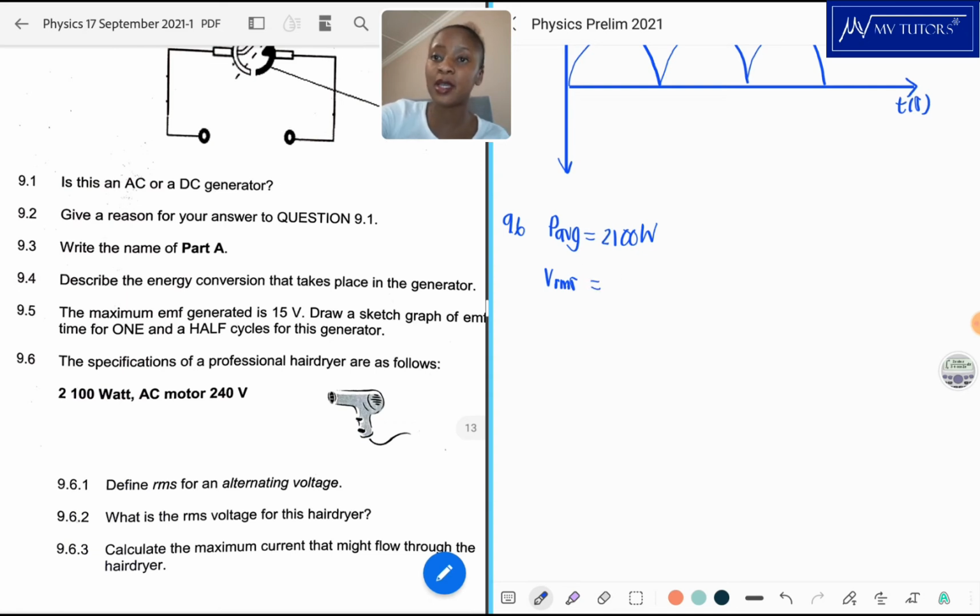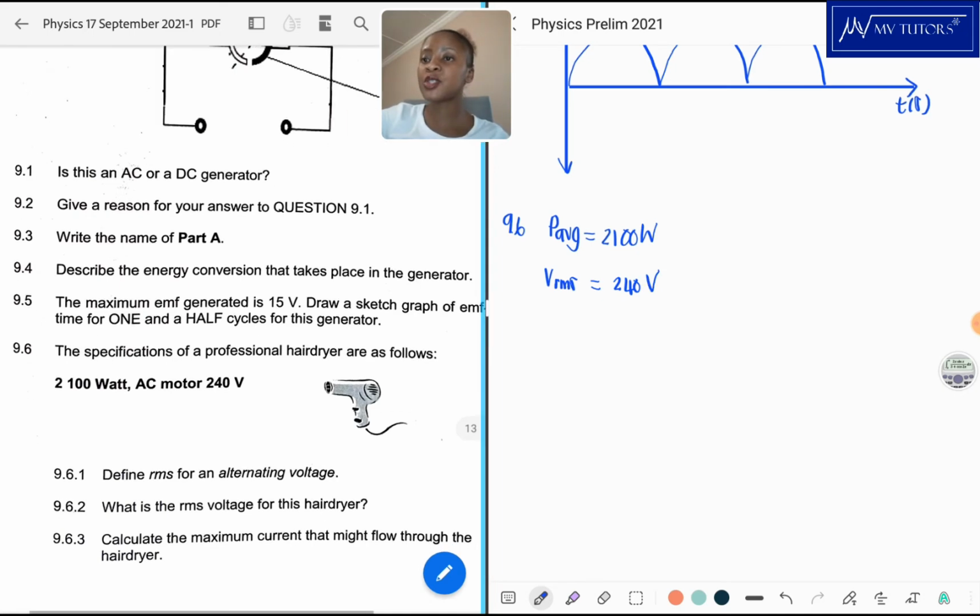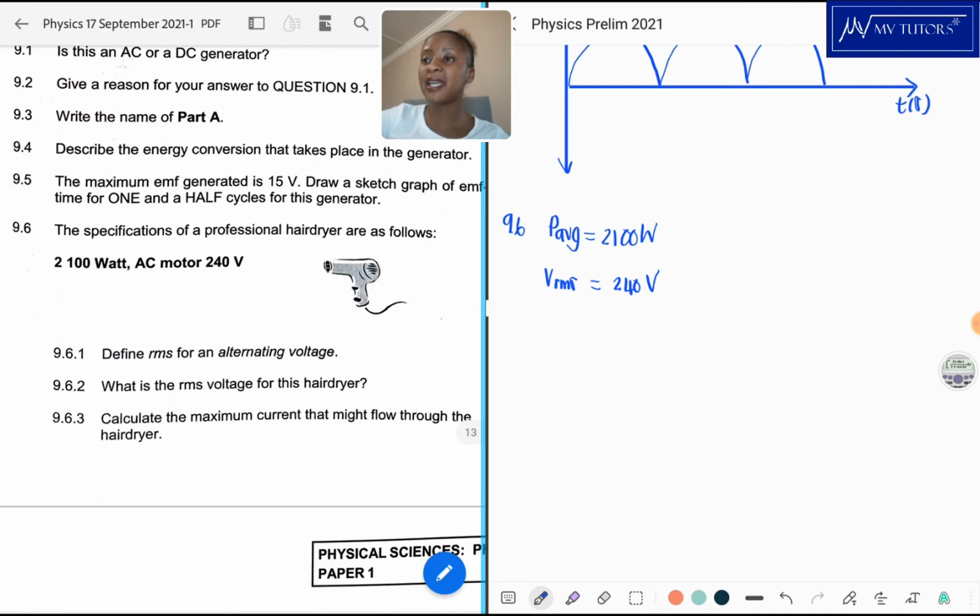So that is 240 volts. Just note that for yourself. All right, so now they go on to say, define RMS for an alternating voltage.